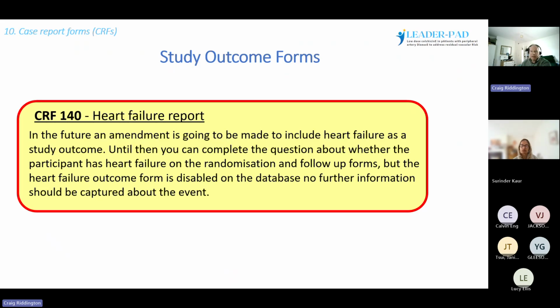So I'd like to point out that in the future, an amendment is going to be made to include heart failure as a study outcome. Until then, you can complete the question about whether the participant has heart failure on the randomization and follow-up forms, but the heart failure outcome form is disabled on the database. No further information should be included about the event.